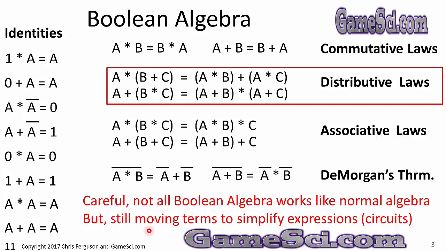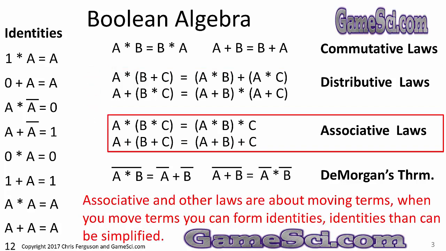But in this case, the Boolean algebra expressions are circuits. So when we simplify a Boolean algebra expression, we are simplifying the circuit and using less gates to build that circuit. Associative laws. A and parentheses B and C is equal to parentheses A and B and C.